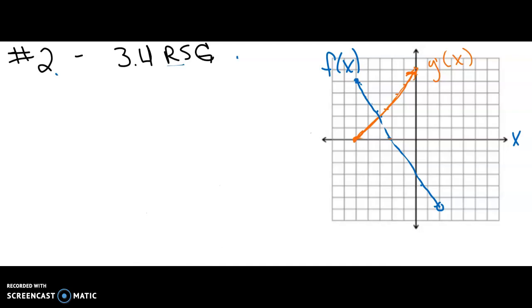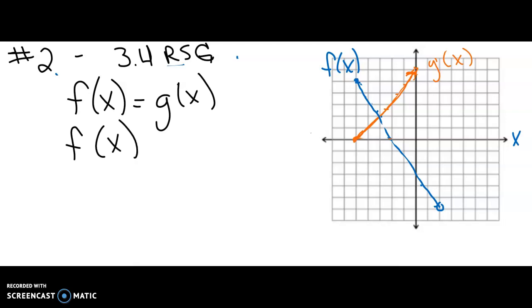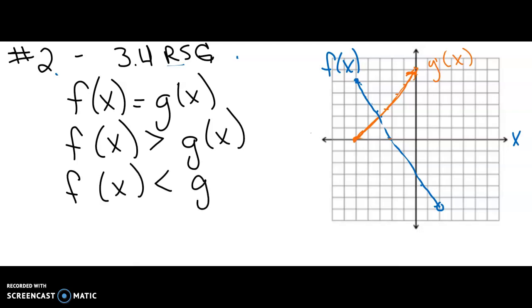So there can be 3 situations that happen. f of x can equal g of x. f of x could be bigger than g of x, or f of x could be smaller than g of x. And these 3 things will happen sometimes in different orders. And sometimes they might phrase this one as, when is g of x bigger than f of x? That means the same thing. So you'll see different phrasings for that.